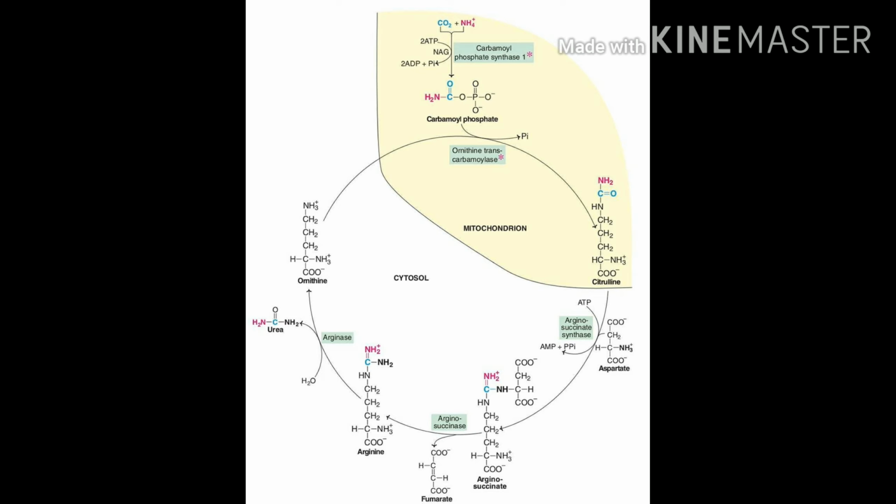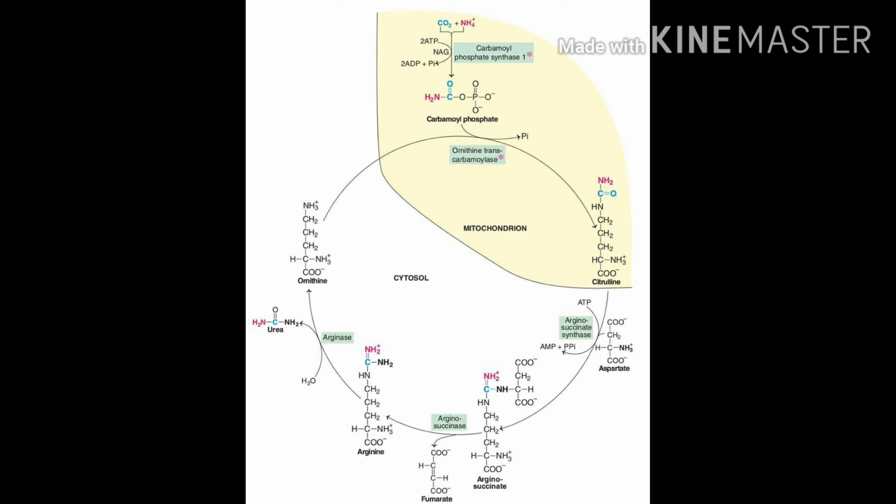The first step is the formation of carbamoyl phosphate. Here ammonia combines with carbon dioxide to form carbamoyl phosphate. It is catalyzed by the enzyme carbamoyl phosphate synthase. It requires biotin and acetyl glutamic acid, which is also called as AGA, as cofactors. 2 molecules of ATP are used in this reaction.